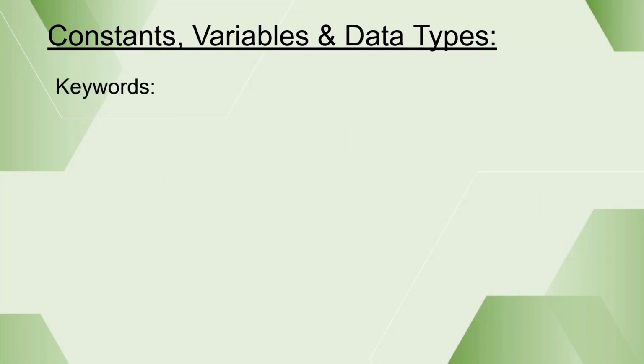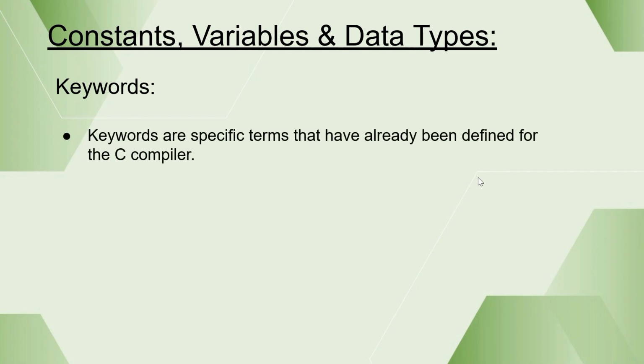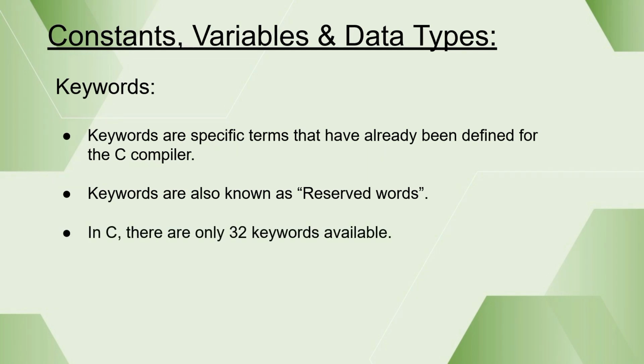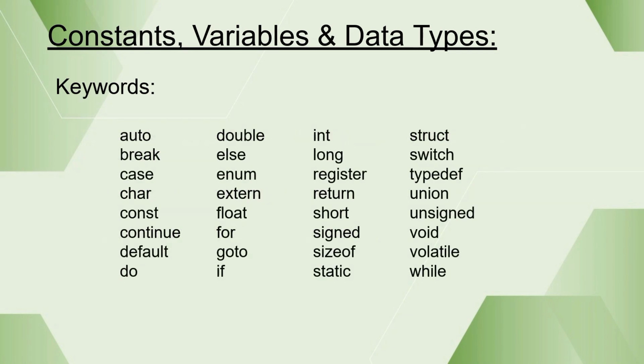Now, what is a keyword? Keywords are specific terms that have already been defined for the C compiler or, more generally, for the computer. These keywords cannot be used as variable names, because doing so would mean trying to give them a new meaning, which the computer does not permit. Keywords are also known as reserved words. They are reserved. In C, there are only 32 keywords available. What are they? These are the keywords.